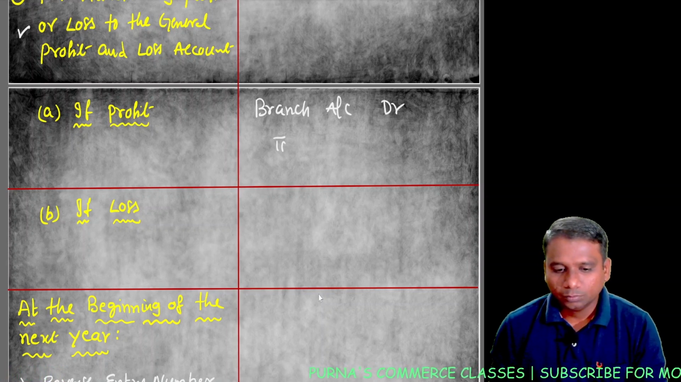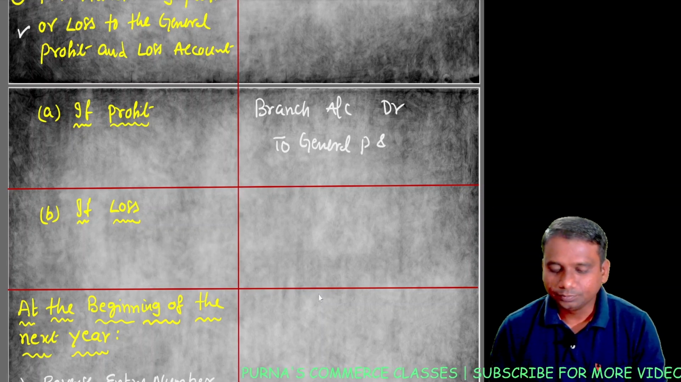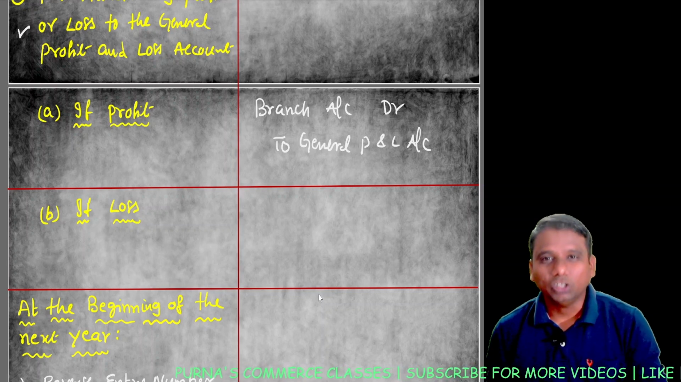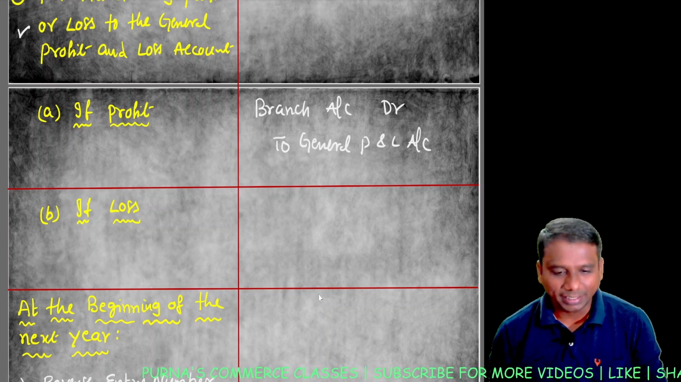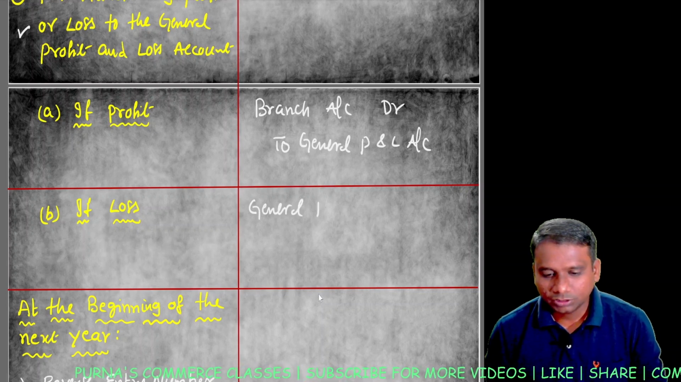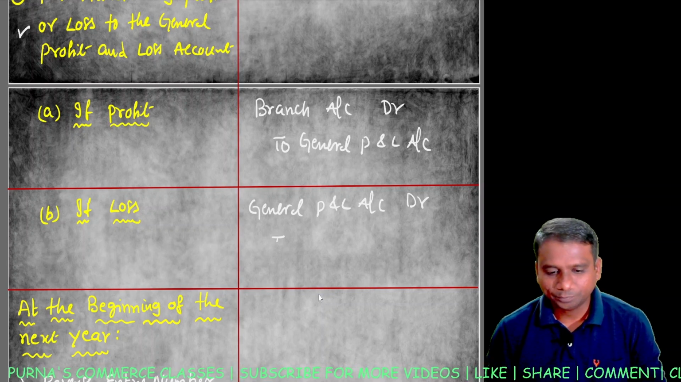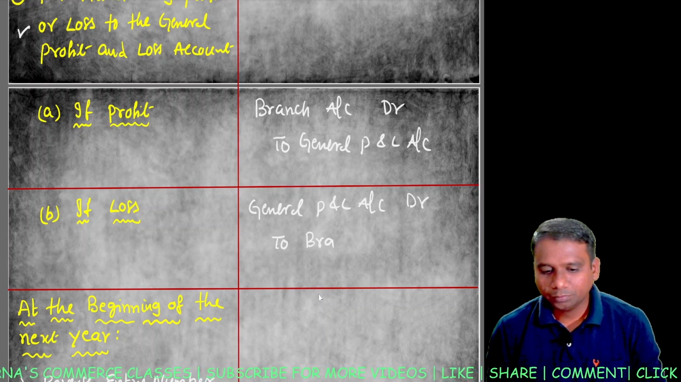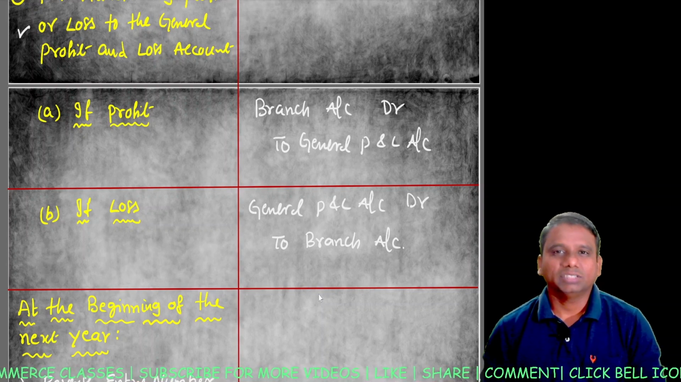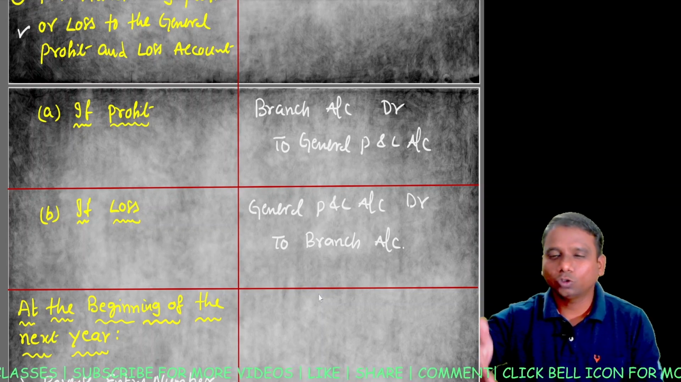If credit is more, the branch account is debited to the general profit and loss account. If it is a loss, then reverse the entry. Look at it: general profit and loss account debit to branch account. With this, the books of accounts are closed.